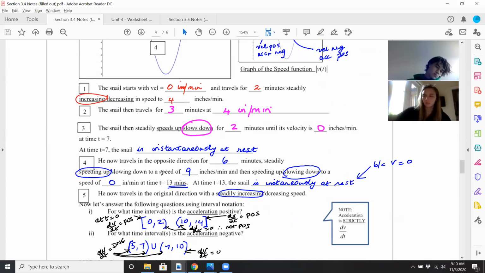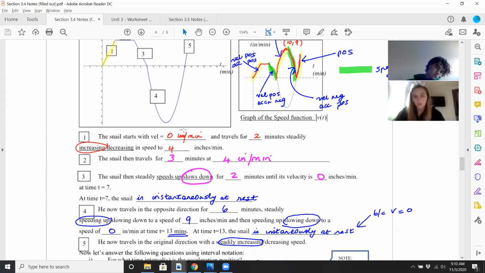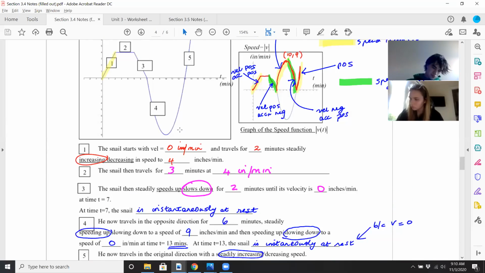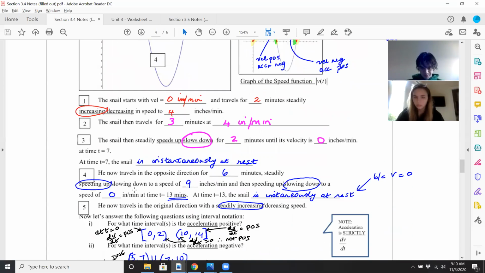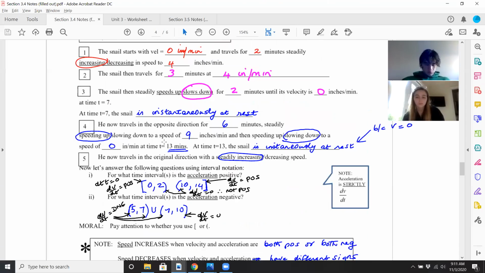And then, of course, we're momentarily stopped at 13 minutes because the snail has now turned around. Now it's going back in the positive direction in interval 5, and it's steadily increasing speed in that interval. So then we talked about how to write the intervals for when acceleration is positive or negative. Remember, acceleration is positive when your derivative is positive, right? Because acceleration is the change in velocity. So acceleration is the derivative of velocity.